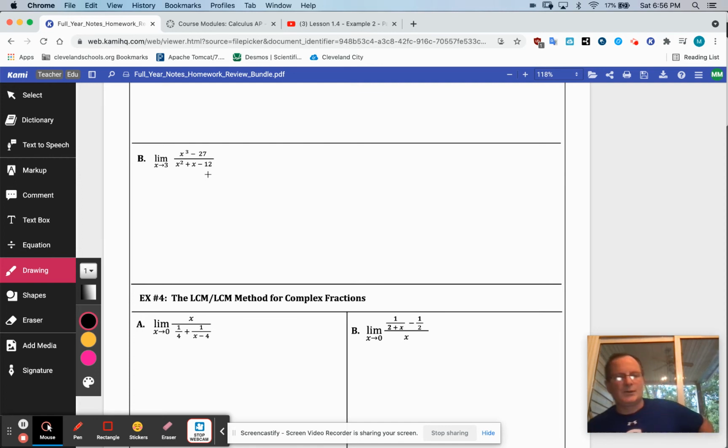All right, so what's supposed to happen then is you're supposed to be able to factor and simplify, or some sort of algebraic trick. And that's exactly what we're going to have happen. So this is the limit as x approaches 3.